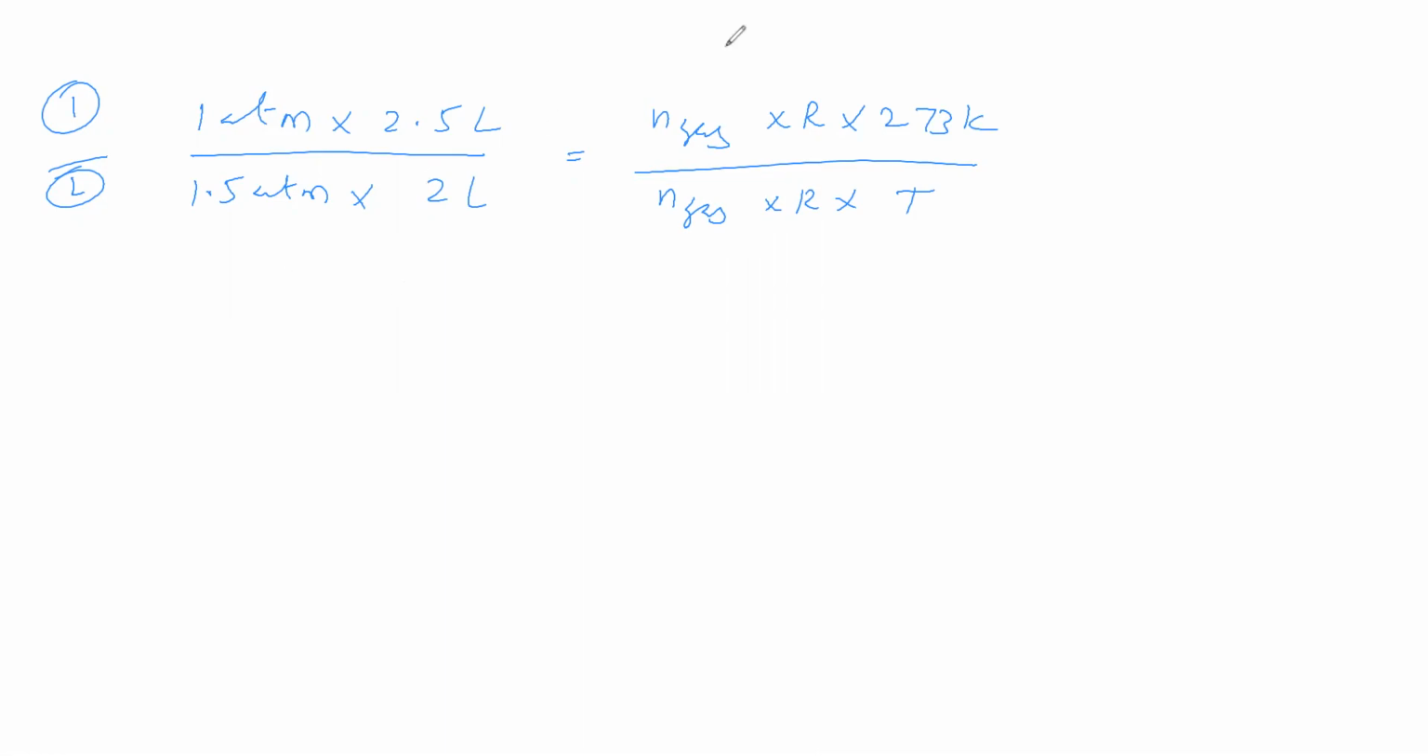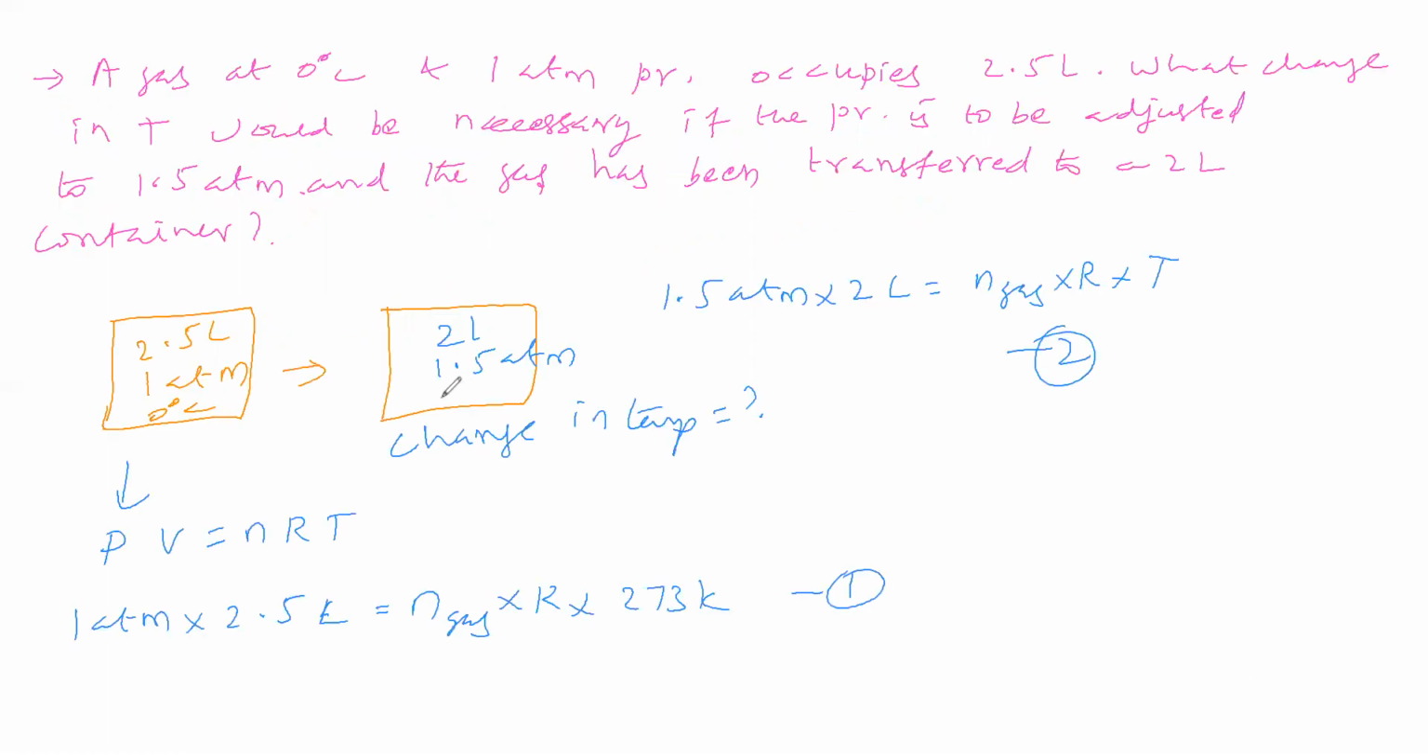We can find what the common things are that we will cancel. Atmosphere will cancel, liter will cancel, number of moles will cancel. Temperature in Kelvin is left. We will simplify this and we will get the temperature. Temperature is 327.6 Kelvin. Now we got the temperature for this, 327.6 Kelvin.